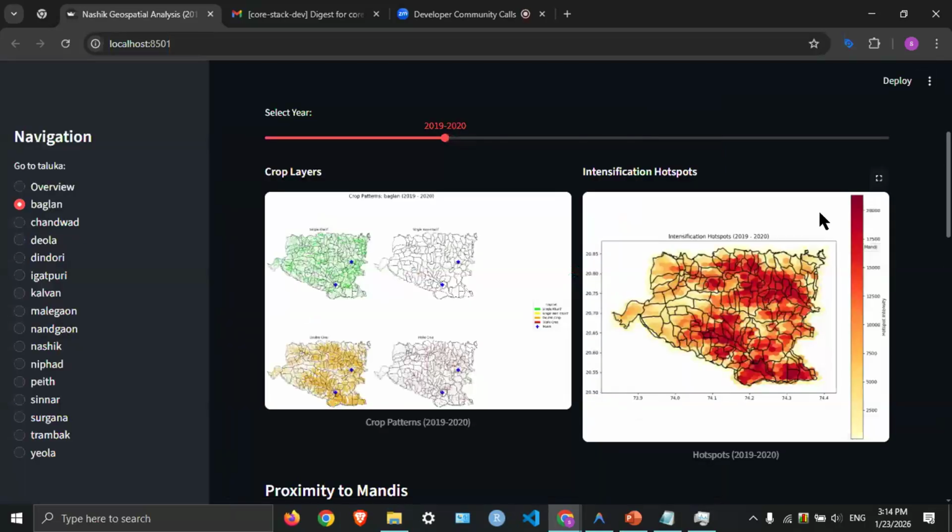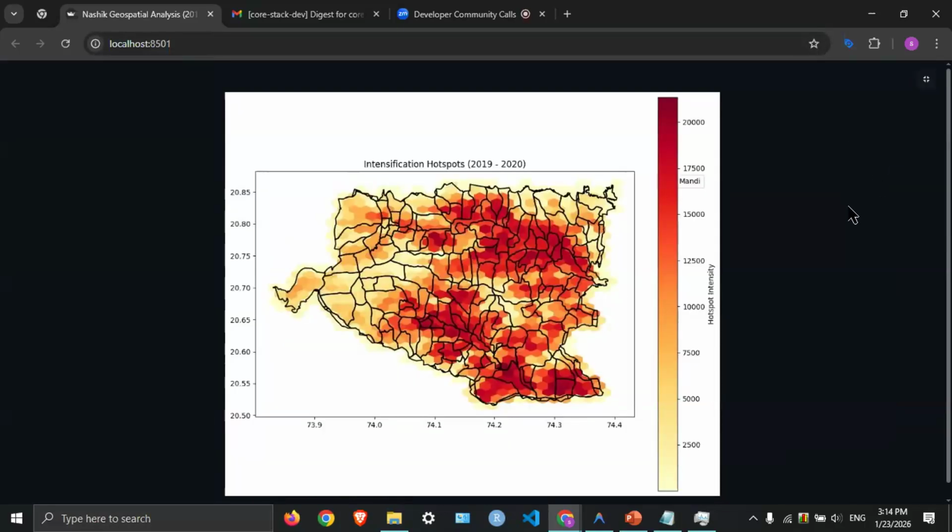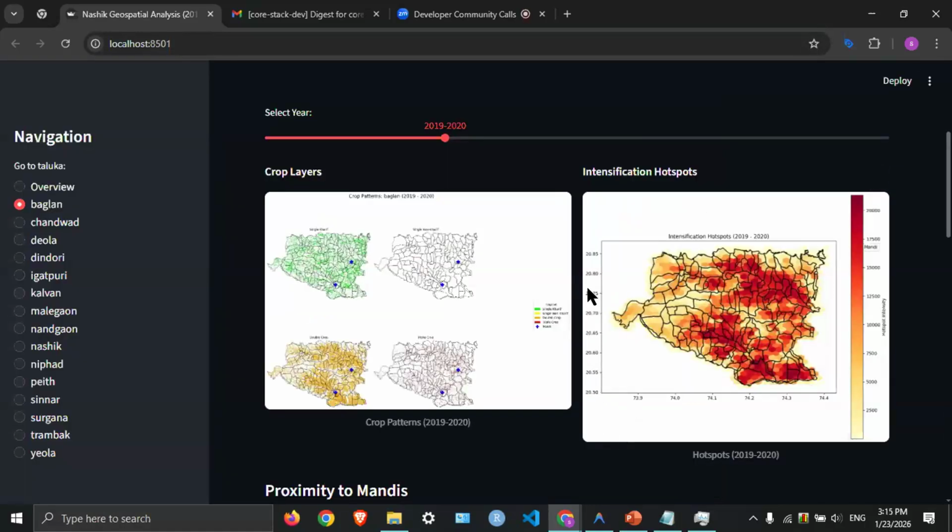So for the entire district, all of these talukas, I tried to plot a hotspot for those two values: single kharif crop plantation and double kharif crop plantation. So we can see the pattern change across the period of time.